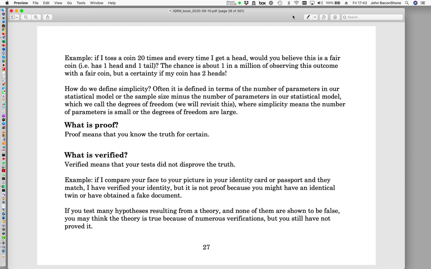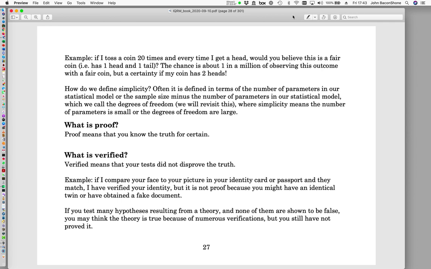Okay, we're getting near the end of the chapter. So proof and verification. So what exactly is proof? Proof means I know the truth for certain. So mathematical proof, which is something we don't deal with in this course, yes, if I believe that I'm using a particular system of numbers and logic, I can prove that if A is true, then B must be true. Right? Those are things I can prove using the theory of logic and using certain assumptions about how numbers and set theory work.